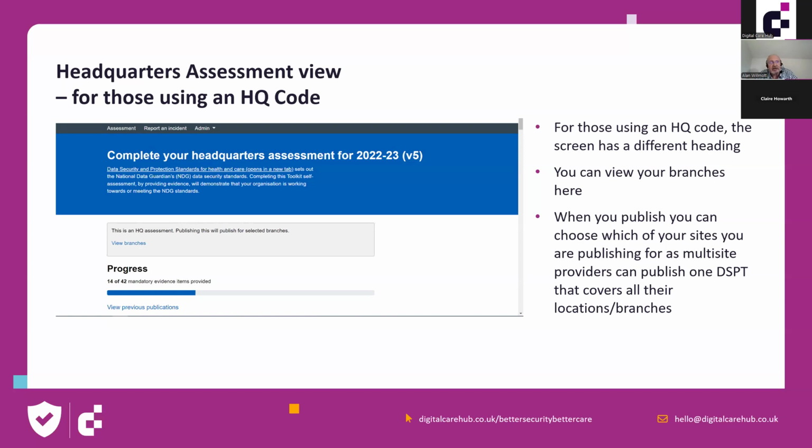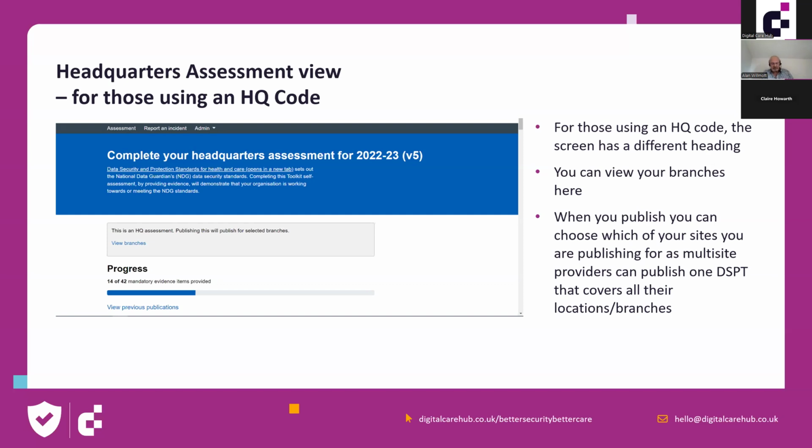If you click on that, the drop down box will open and it will show all of the branches or locations that are linked to this particular headquarters assessment. And when you publish, you can choose which of your sites you're publishing for as a multi-site provider. So you can publish one DSPT that covers all locations or branches.